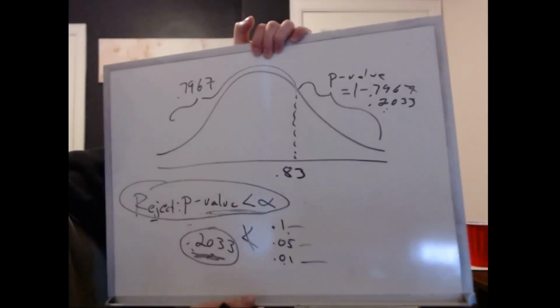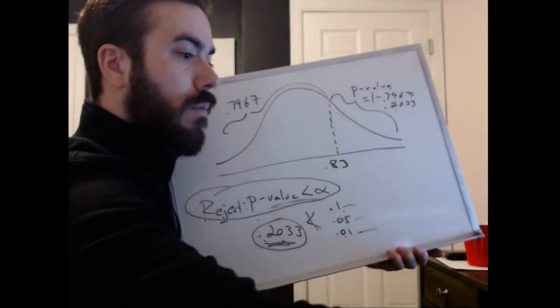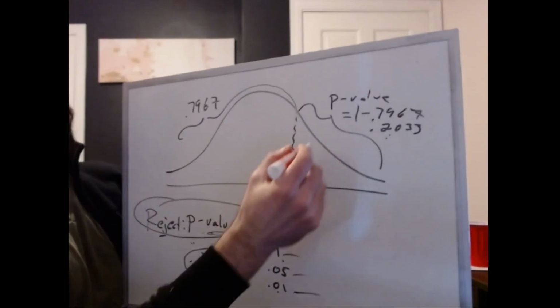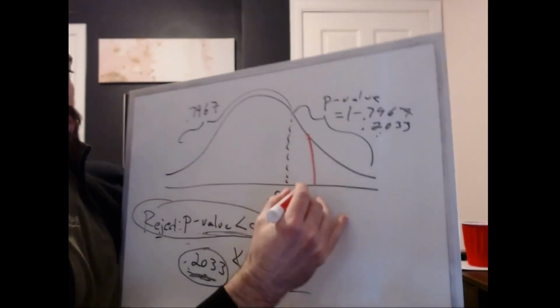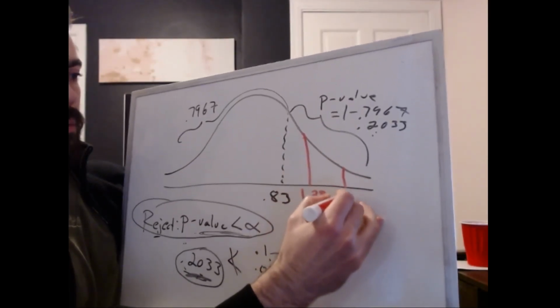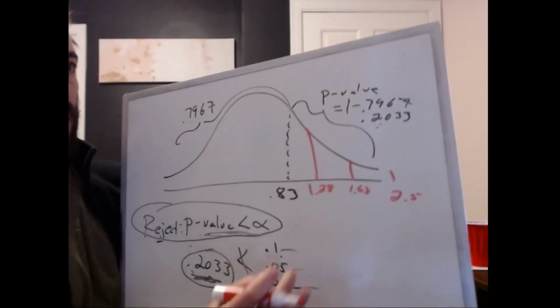Now the other way we could do this, let me grab another colored marker. I think a different color might help. We also had critical values that we had found, which were like 1.28, 1.65, and 2.5 something, I think.